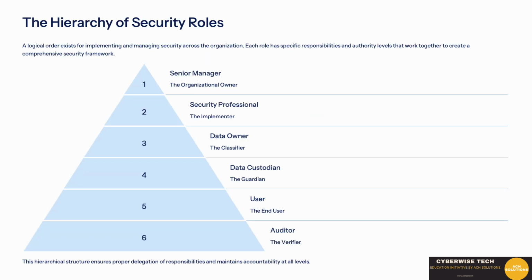The CISSP framework presents these roles in a logical order. Starting from the top down, we begin with the person ultimately responsible, the senior manager, and move through the technical implementer, data specific roles, the end users, and finally the auditors who check the entire process. We are going to look at each of these six key roles one by one.